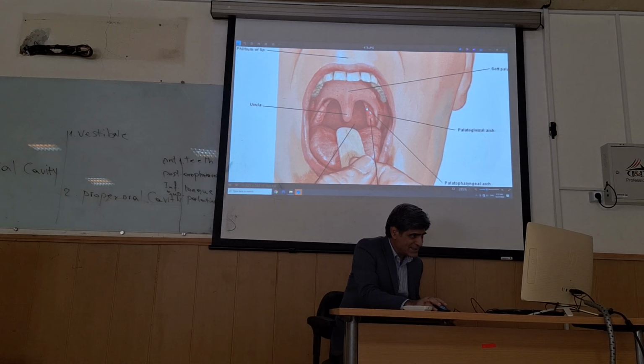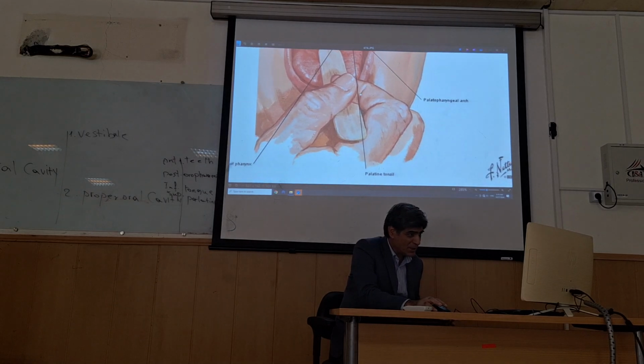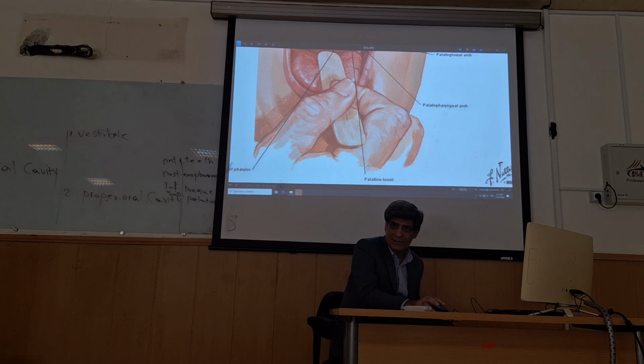And this is the palatopharyngeus, which originates from the palate and inserts into the pharynx. Between the palatopharyngeal arch or fold and the palatoglossus is the location of the palatine tonsil. It is the palatine tonsil.